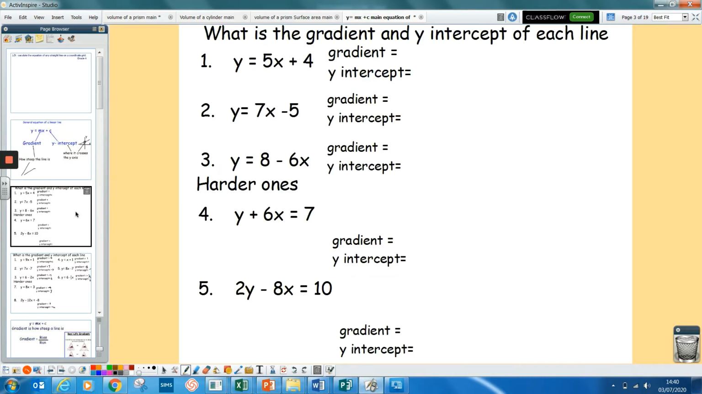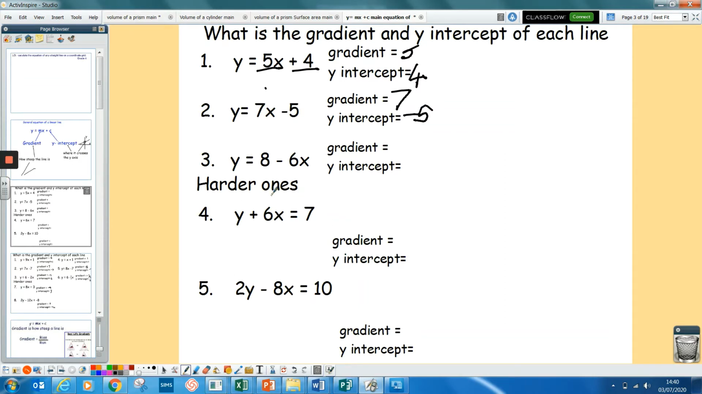First bit we're going to look at is looking at the gradient and y-intercept of each line. So when we're looking at this one, the number in front of the x would be your gradient, and that there would be your y-intercept. So this one would have a gradient of 5 and a y-intercept of 4. This one would have a gradient of 7 and your y-intercept, that bit there, being minus 5.